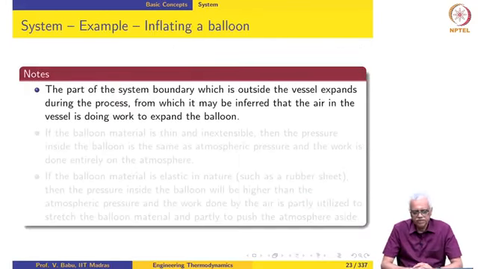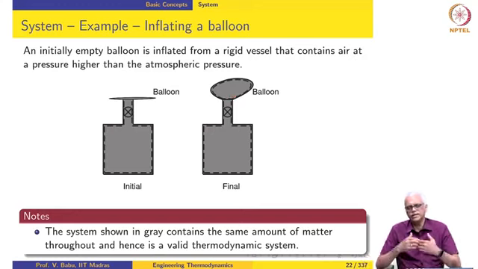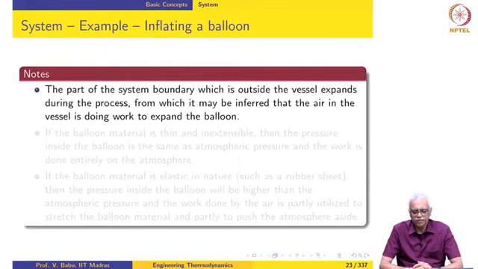So, let us summarize what we have said so far. The part of the system boundary which is outside the vessel expands during the process. Remember, it occupied almost zero volume in the beginning, and then it increases in volume, which means the atmosphere is being pushed aside. So, that means the system that we have identified is doing work against the surroundings, which in this case is the atmosphere. Okay. So, the air in the vessel is actually doing work to expand the balloon.